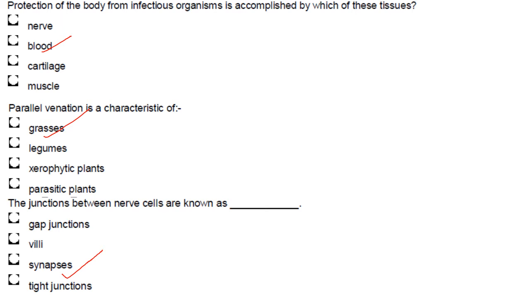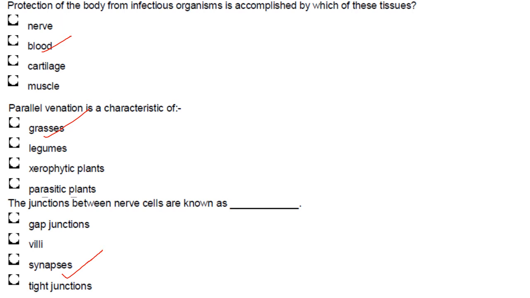Then protection of the body from infectious organisms is accomplished by which of the tissues? So it is carried out by blood tissue. Then parallel venation is characteristic of? It is characteristic of grasses. In this, the veins run parallel to one another from the base to the tip of the leaf. So that is parallel venation, and it is found in grasses.